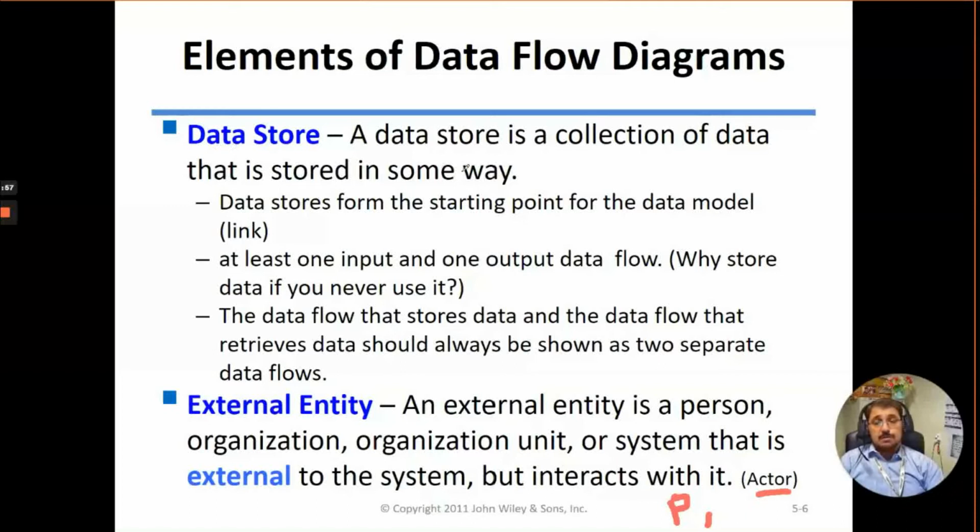Note the point: the data store, the data and the process, these three things are part of the system. They are inside the system. The external entity or the actor is outside the system. But these are actually the initiators. They initiate the process.